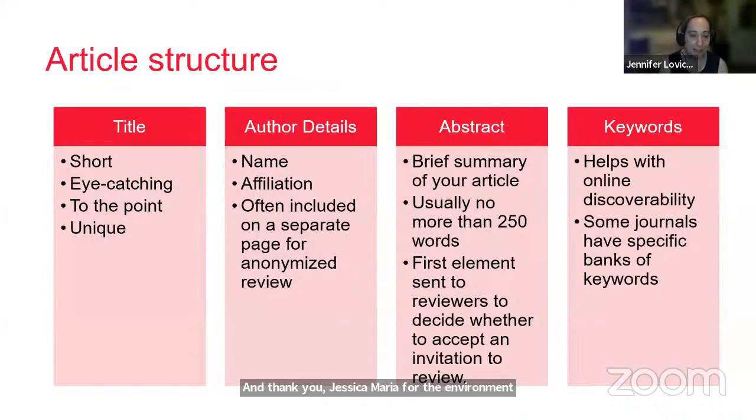So as Nadine said, I'm going to talk a little bit about the abstract and the keywords. So the abstract is a brief summary of your article, and after the title is the first part of the article that people read.